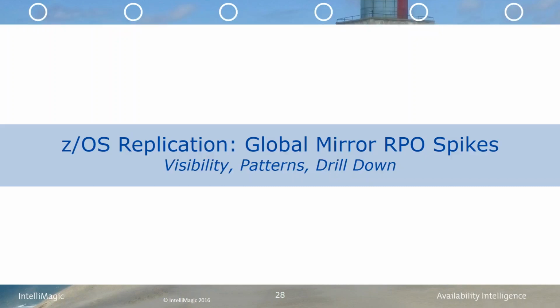This case study is going to show you how IntelliMagic Vision can be used to provide visibility into the status of global mirror replication in a Geographically Dispersed Parallel Sysplex environment, or GDPS. Data about the global mirror sessions is recorded in SMF Type 105 records, which IntelliMagic Vision can analyze. By looking at patterns and drill downs, the root cause of this issue was determined pretty quickly.